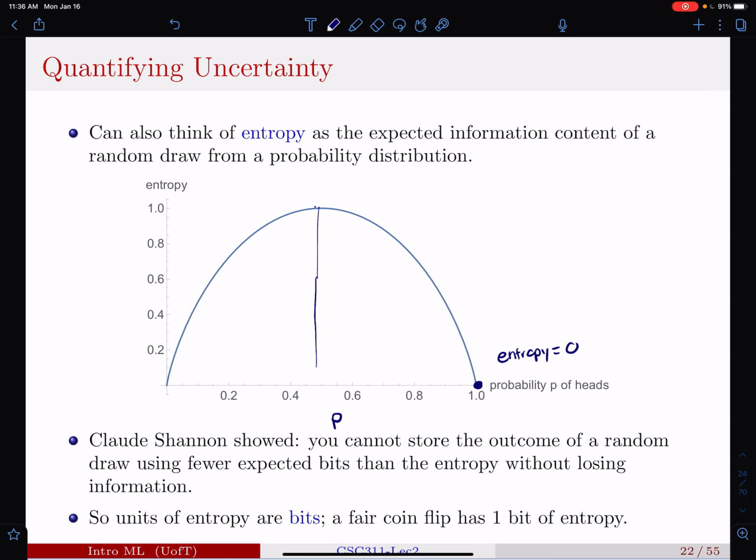How did you calculate 1 bit again? It's just plugging it into the definition itself, actually. So you could do 1/2 log 1 over 1/2 plus 1/2 log 1 over 1/2. So this is equal to log 2. And since we're using base 2, it's going to be equal to 1 exactly.